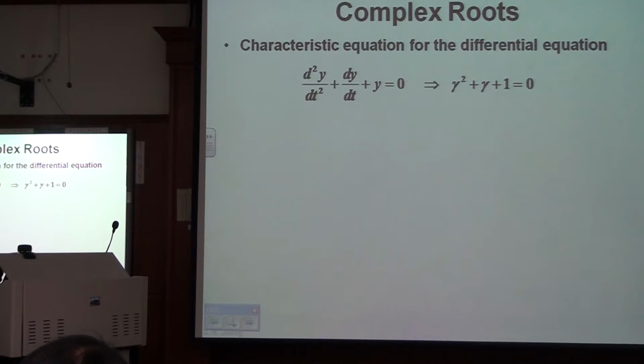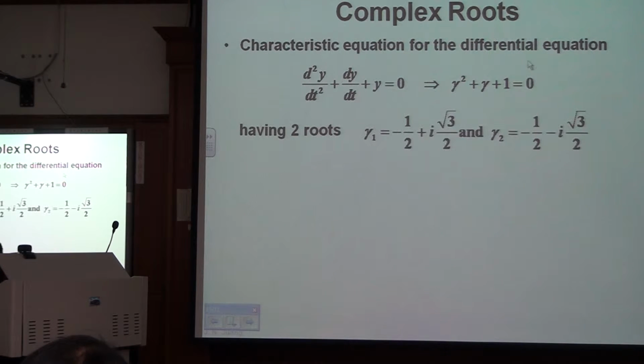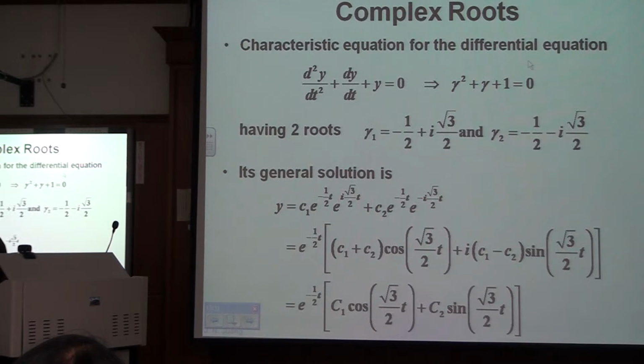If I have gamma squared plus gamma plus 1 equal to 0, then I have two roots. Then I have gamma 1 equal to minus 1/2 plus i square root 3 divided by 2, and gamma 2 equal to minus 1/2 minus i square root 3 over 2. All right? Then that's the solution you have.